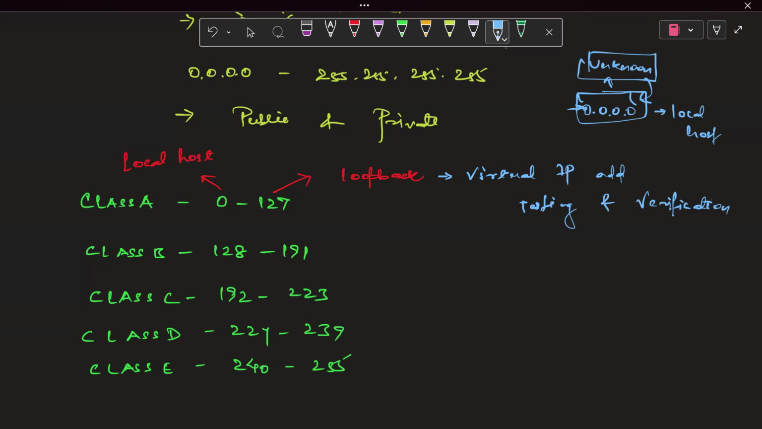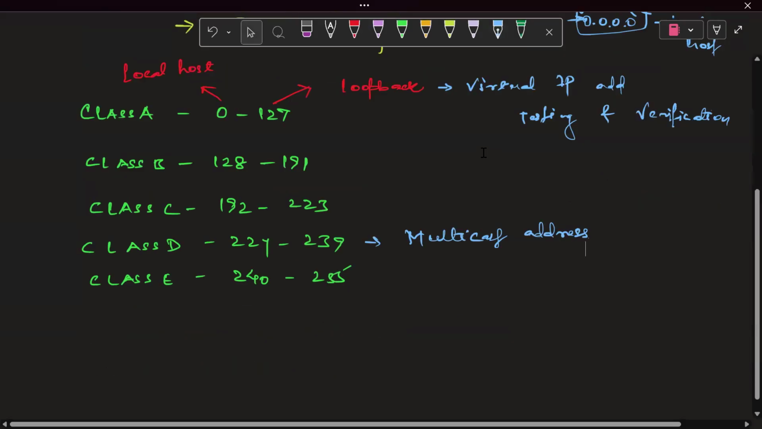Same as in class C also, we are going to use all the IP addresses. Whereas class D is reserved for what? Multicast address. This is reserved for multicast addresses. What is the use of this multicast address? First, you need to understand that part. Now, for example, what happened?